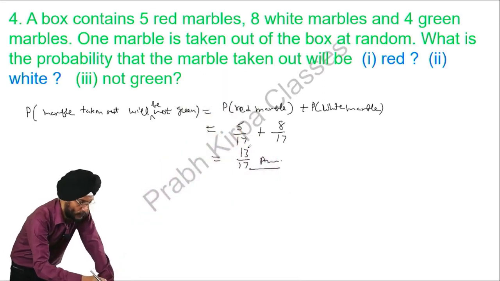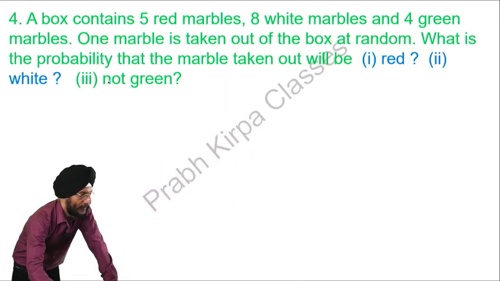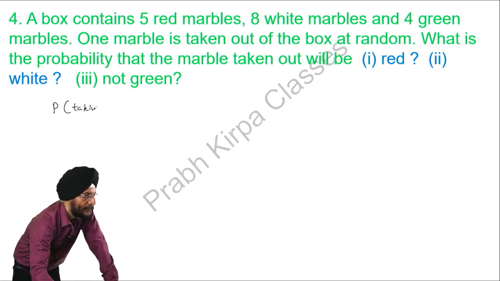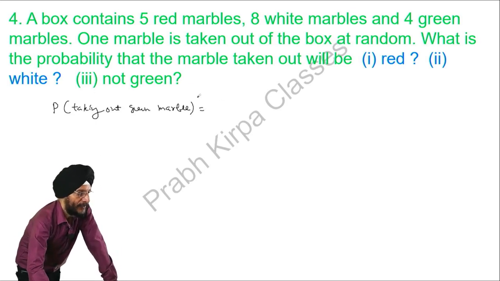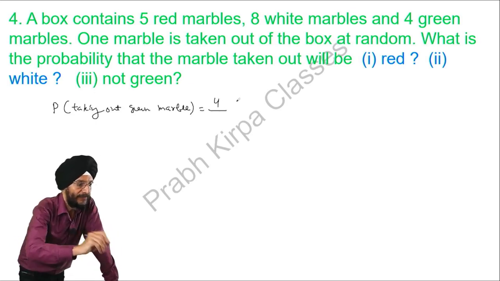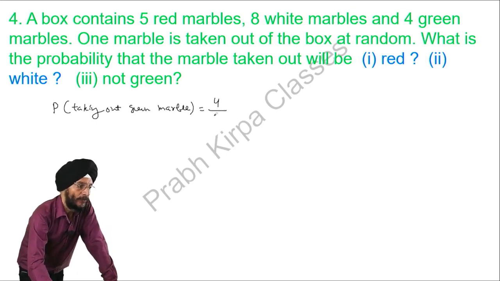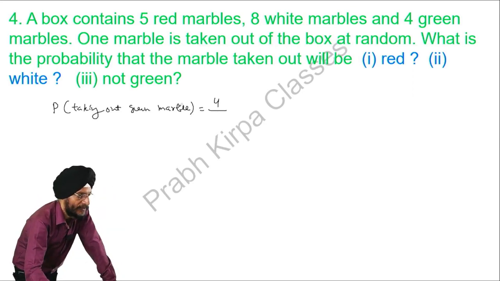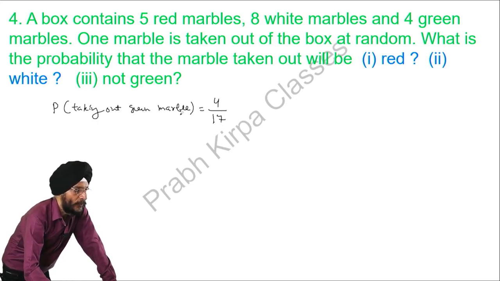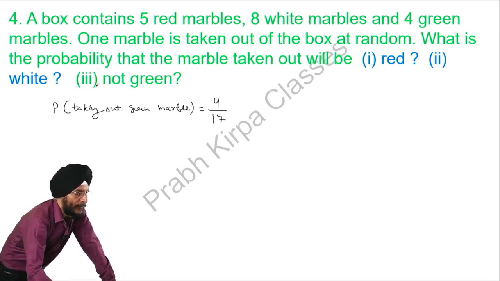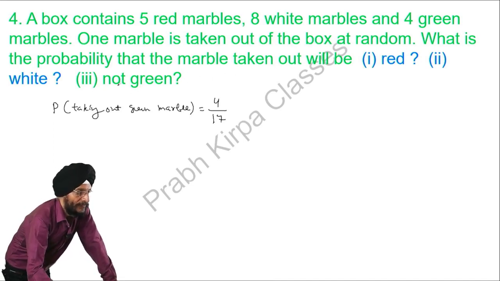We can also calculate this question in another way. How? Here we will calculate the probability of taking out a green marble. How will we calculate? Here we will place on the upper side the number of green marbles, that is the number of favorable outcomes. It will be divided by the total number of outcomes. Total number of outcomes means the total number of marbles. This is 17. So we have calculated the probability of taking out a green marble, but we have to calculate the probability that the marble taken out will not be green.